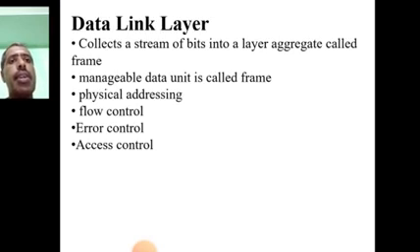In the data link layer, the bit stream is collected into frames. A manageable data unit is called a frame. You add a physical address to the data, and here we follow flow control, error control, and access control. Data flows between the sender and receiver in a synchronized manner so the same type of data is received. The data can be easily understood by the end user. Error control ensures no errors change the data. It is easy to access the data one by one.